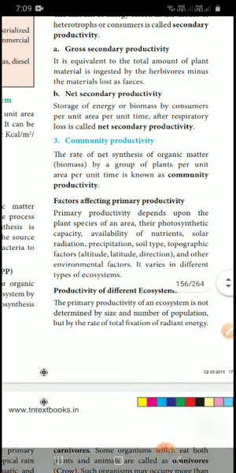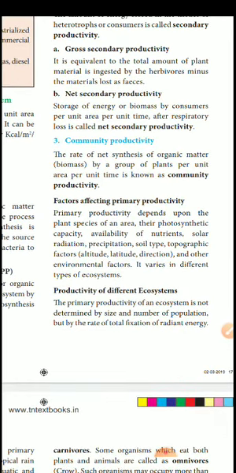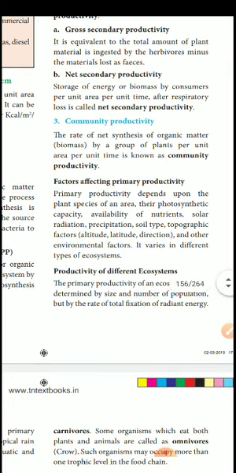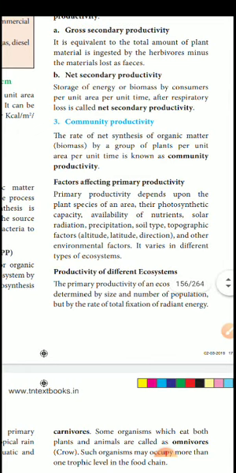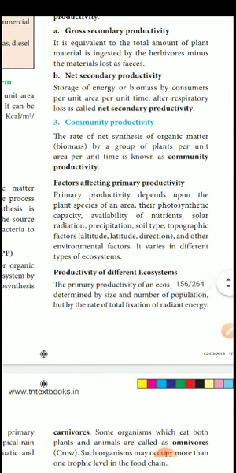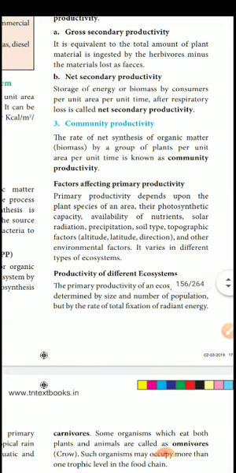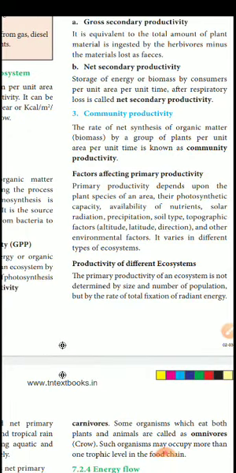Third is community productivity: the rate of net synthesis of organic matter by a group of plants per unit area per unit time is known as community productivity. Factors affecting primary productivity: it depends upon the plant species of an area, photosynthetic capacity, availability of nutrition, solar radiation, precipitation, soil type, and topography. Based on this there are different types of ecosystems.